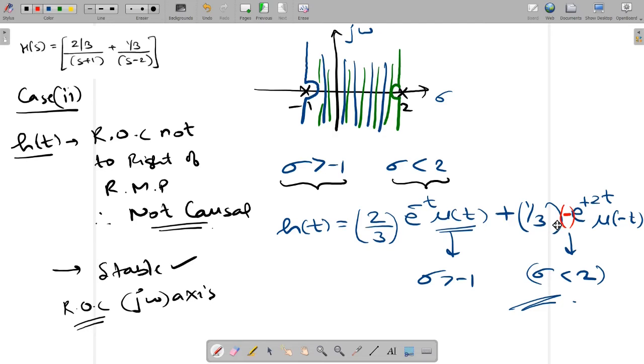This is h of t when the signal is not causal. So is it non-causal or anti-causal? It is anti-causal. So the signal is anti-causal and stable. Next case, please.